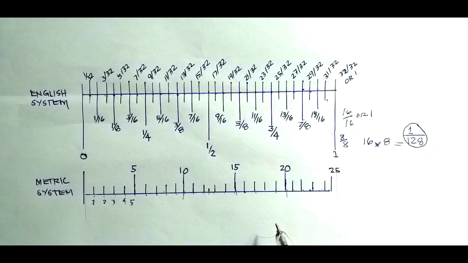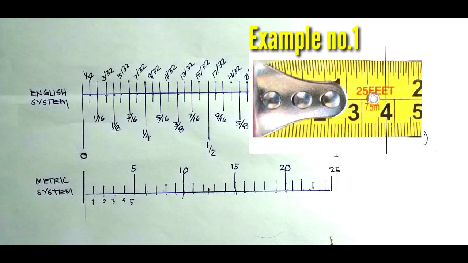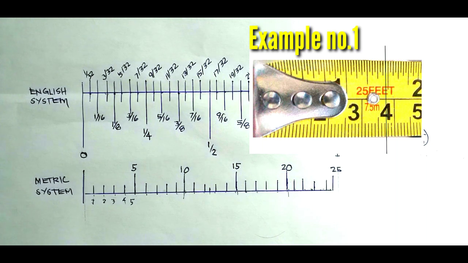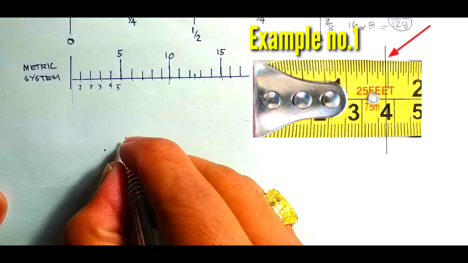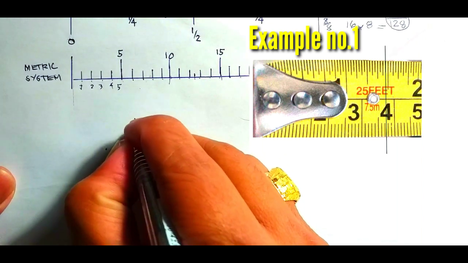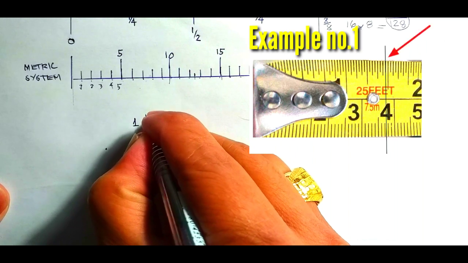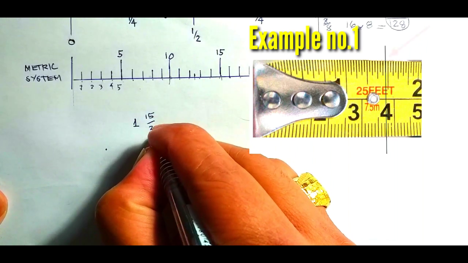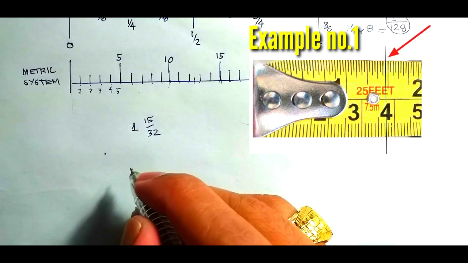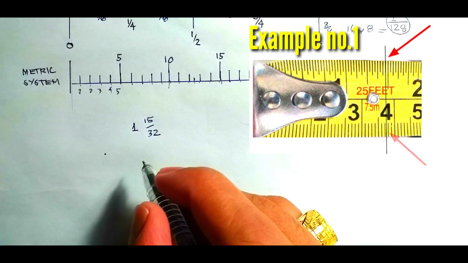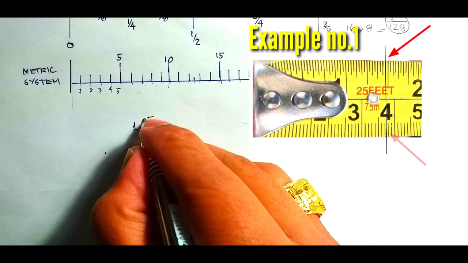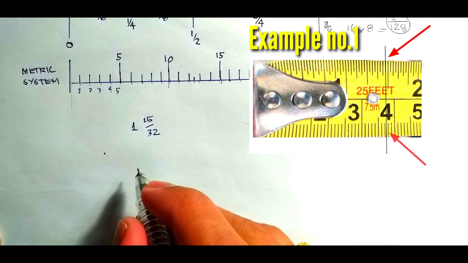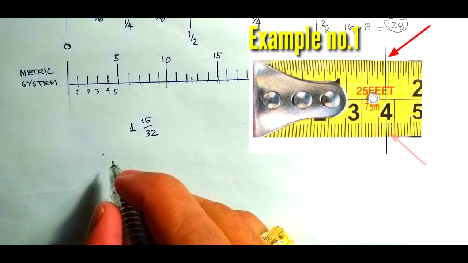And now we proceed to example number 1. In that example, the marked line reading is 1 15/32 inches. And the millimeter is more than 37 mm. So to make it clear, we need to calculate to check if that is correct.